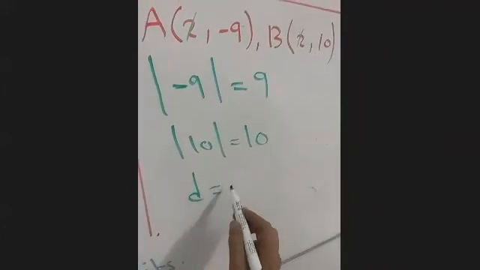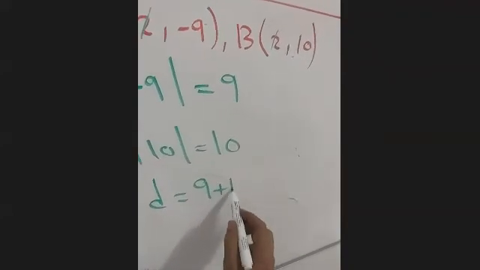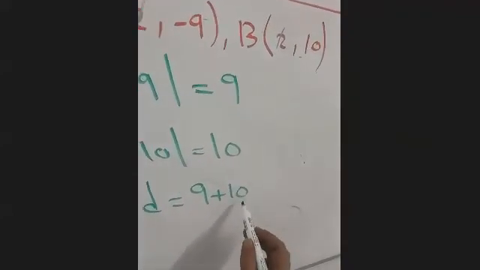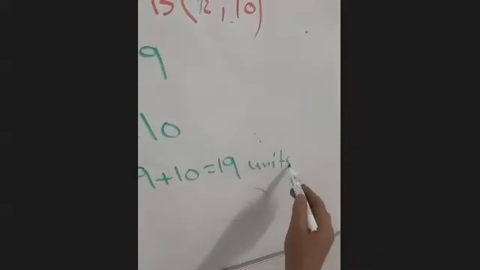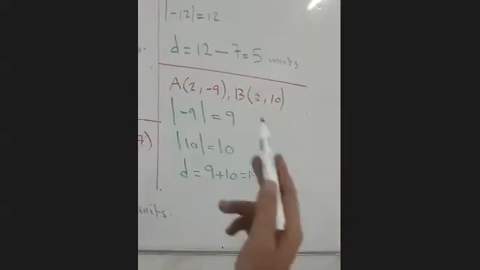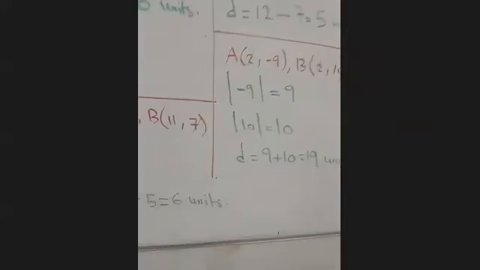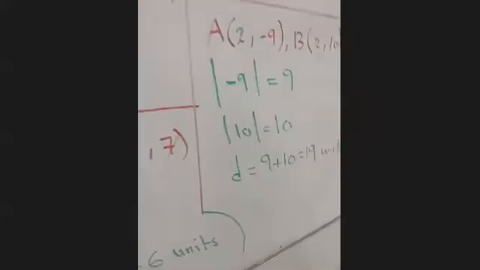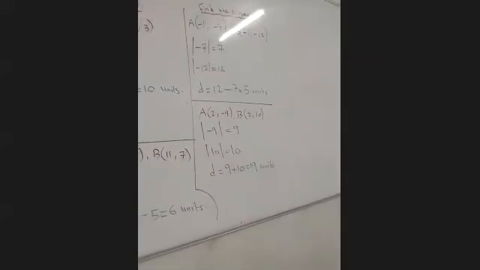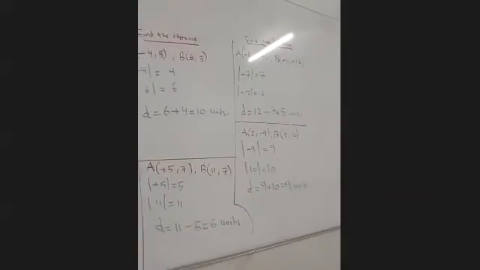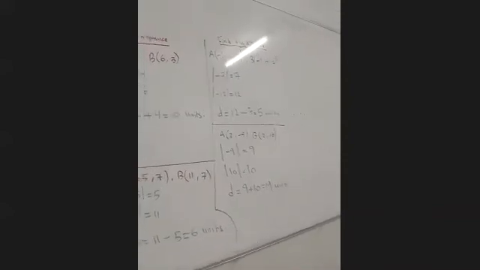So D equals 9 plus 10, which is 19 units. So the distance between these 2 points is 19 units. This is the idea, guys, how we find the distance of 2 points on the same horizontal or vertical line.